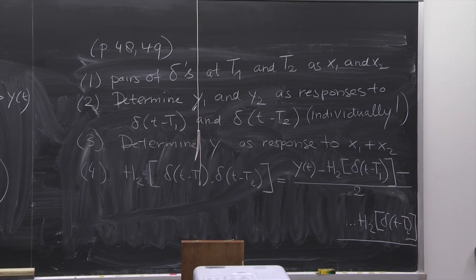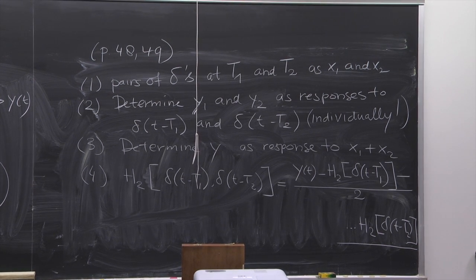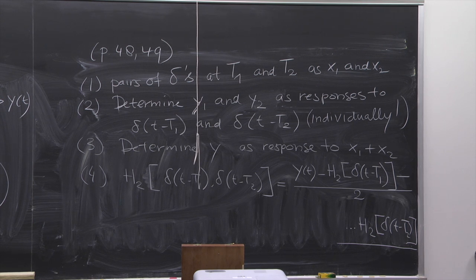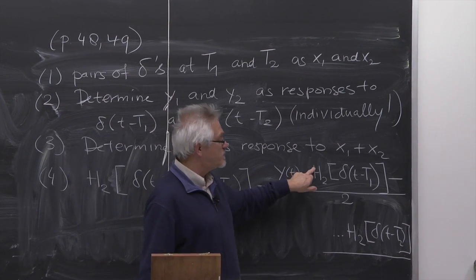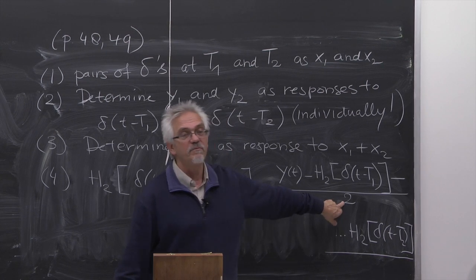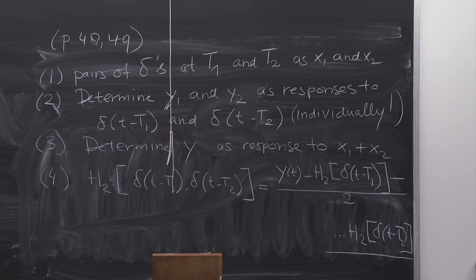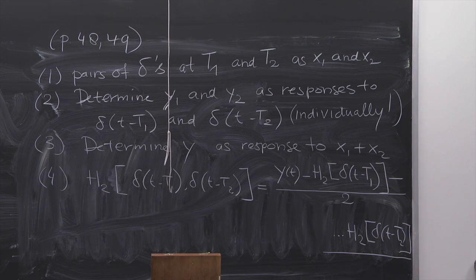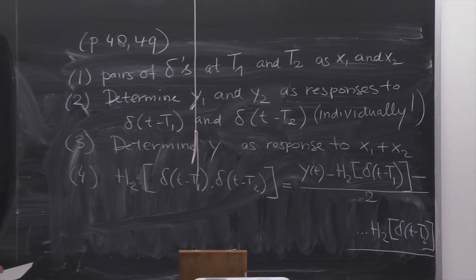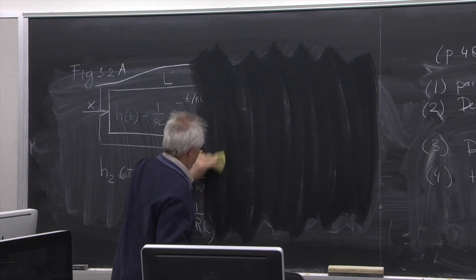So I'm just using what we found, that the deviation from linearity was 2 times this expression, and as you can see, y(t) minus the response to the one and the response to the other, divided by 2, is indeed, of course, going to generate this expression. We are now getting close, but we are not there yet.